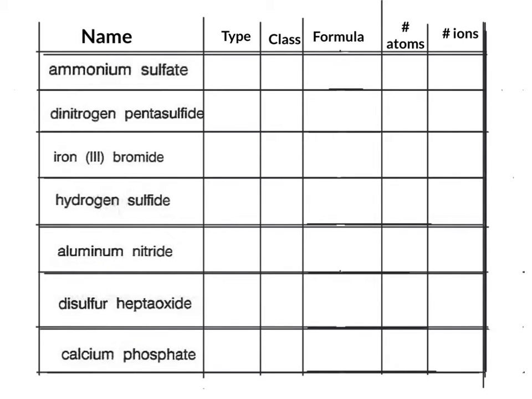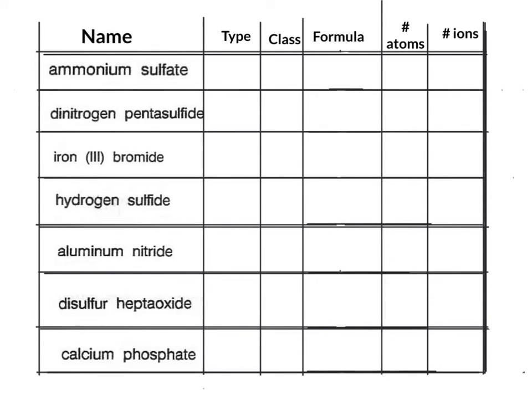So I'm going to do the first 2, and then I'll leave the rest of them for you to try, and then I'll follow up with the answers. Okay, so we have ammonium sulfate. Ammonium is not a metal, but it is an ion that we know. So we know this is an ionic compound.